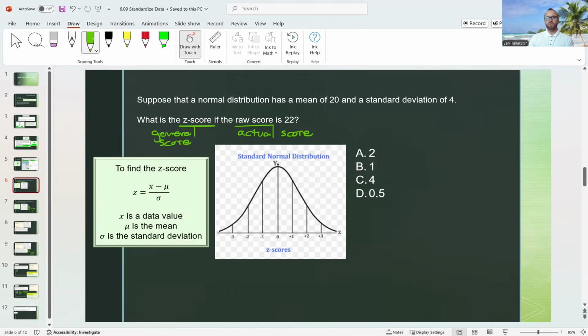Okay, we know we need our z-score formula. We have our raw score, they told us, 22 minus the mean, which they also told us, over the standard deviation, which they also told us, subtract, divide, you get 1/2. But you always see z-scores as decimals if there are decimals. You're not going to see fractions.